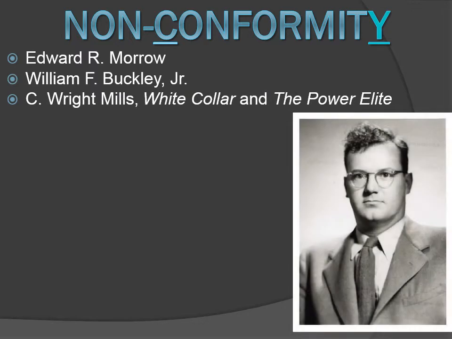Wright Mills, who will write about white collar and the power elite, saying how these white collar jobs and the power elite are actually controlling the United States and almost preventing the United States from becoming a great society, which Johnson then will pick up on later on, and that's why he calls his economic policy the Great Society.